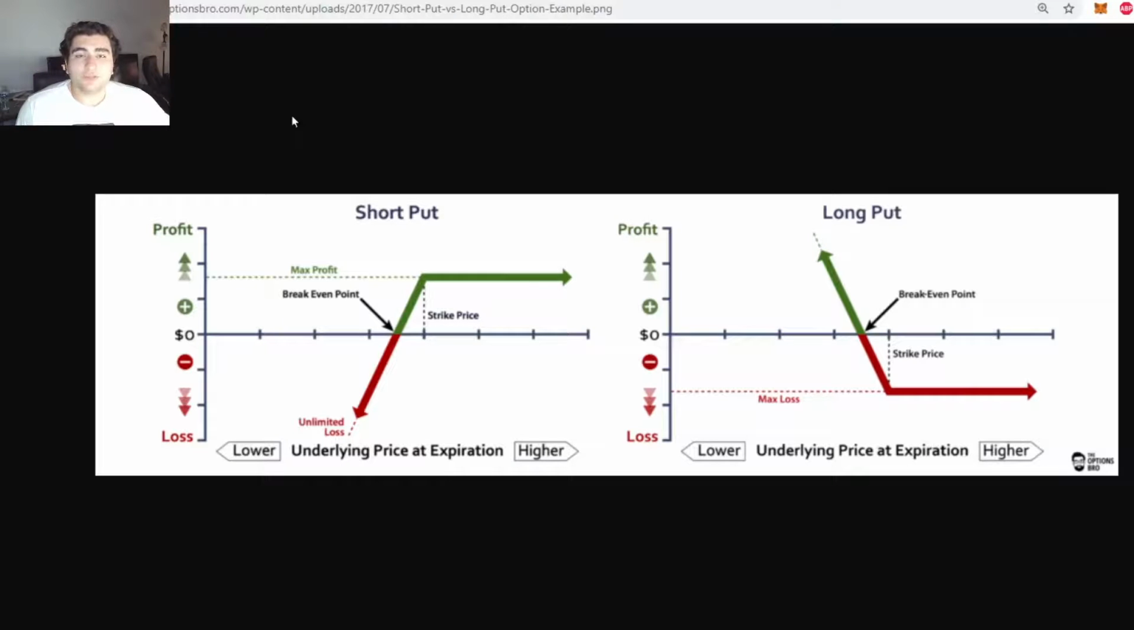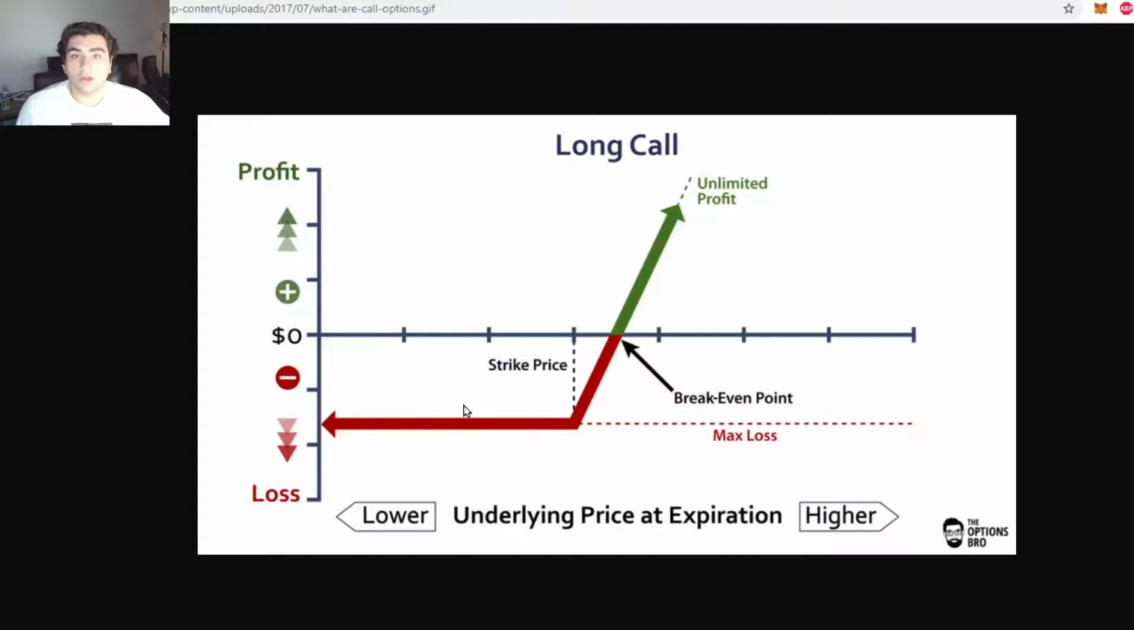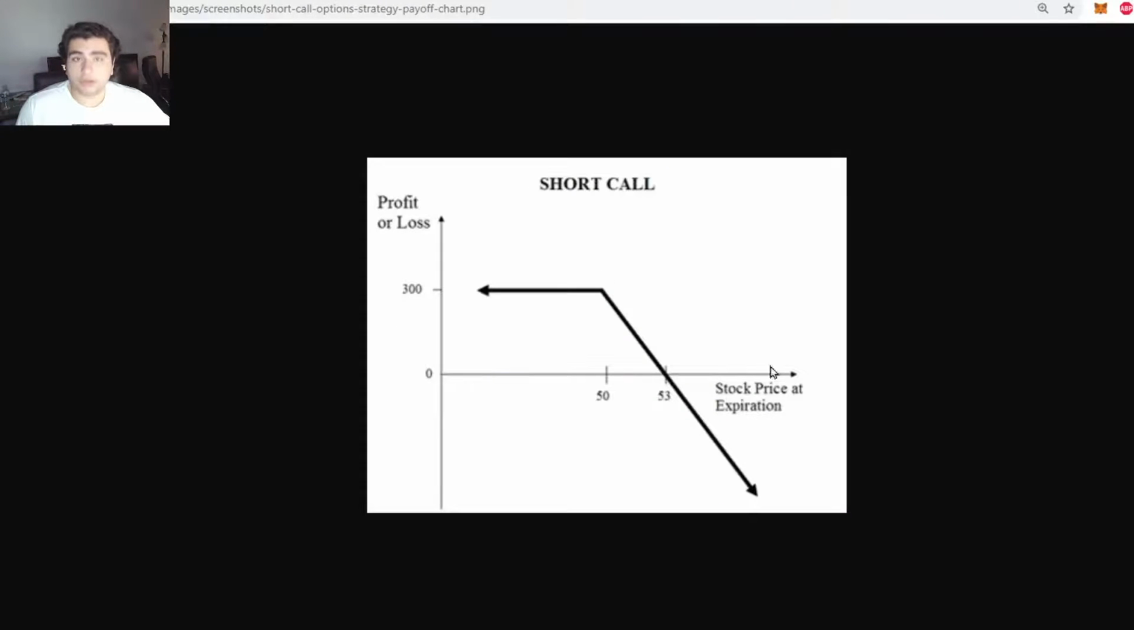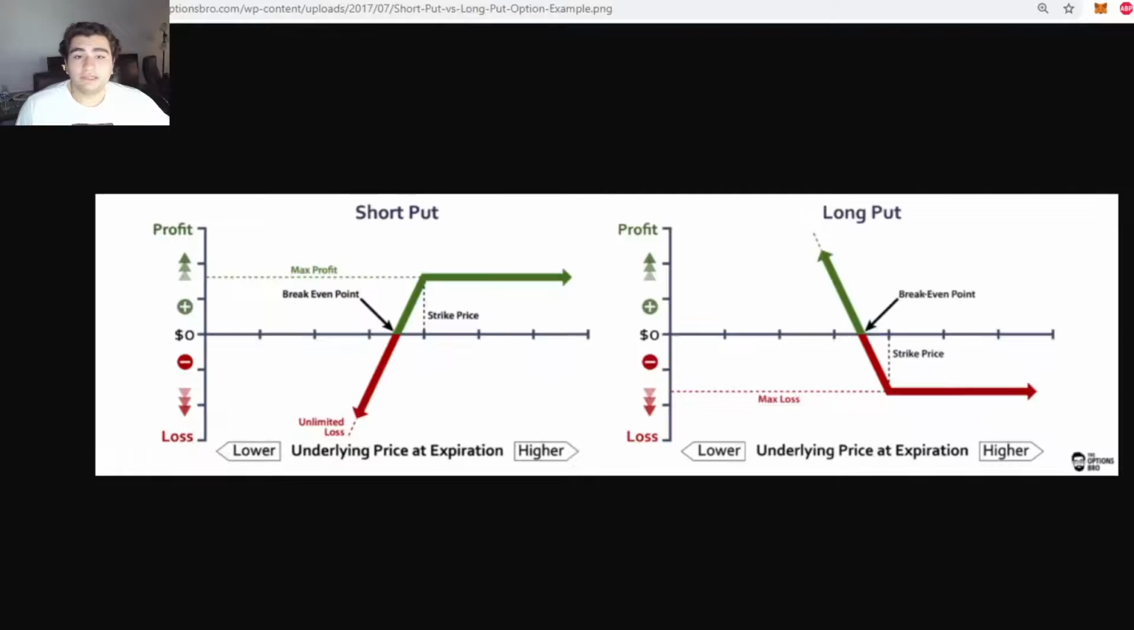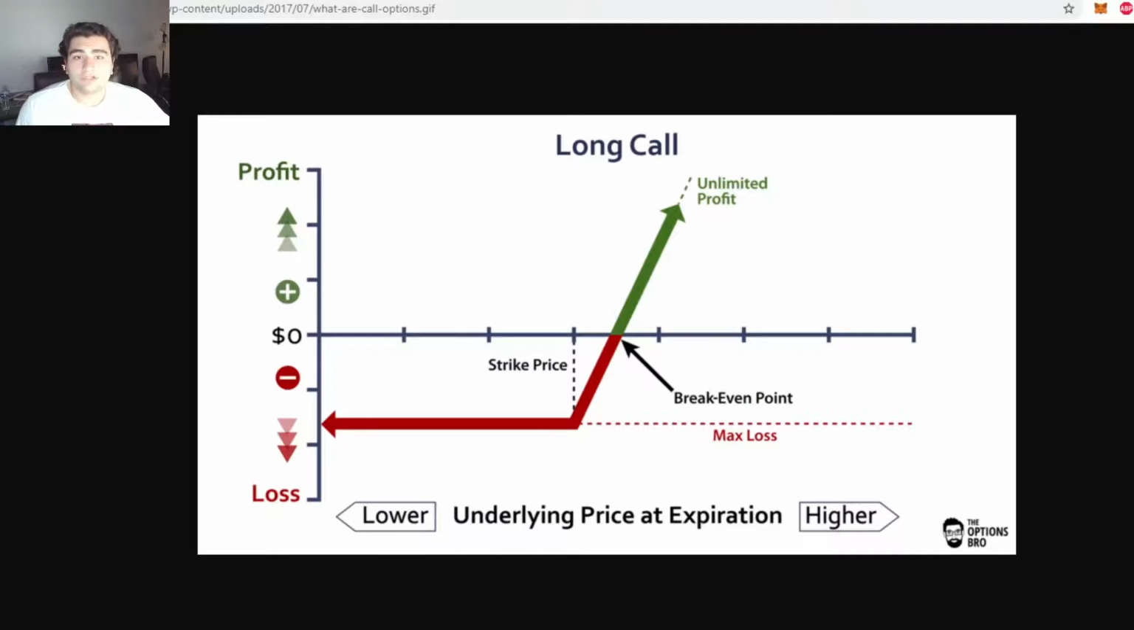When you look at a risk profile of an option, there are 4 potential risk profiles that you are looking at. There's the short put risk profile, long put risk profile, long call risk profile, and short call risk profile. These 4 risk profiles are used in combination to form some of the more complex option strategies that we trade.